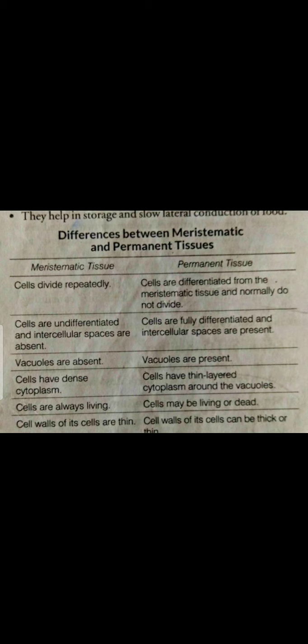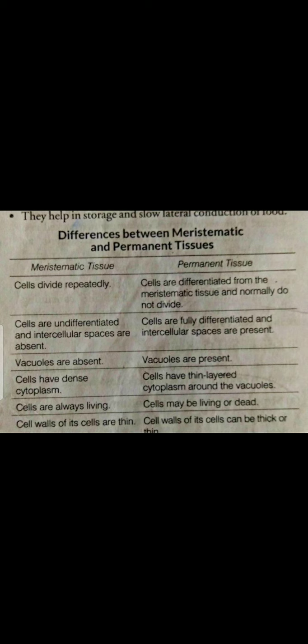Whereas in permanent tissues, cells are fully differentiated. That means each cell knows which function it has to perform. That is called differentiation. And they have the intercellular spaces. As they need to go to various organs for forming various organs, they have some cavities in them, which are called intercellular spaces. So in permanent tissues, intercellular spaces are present.